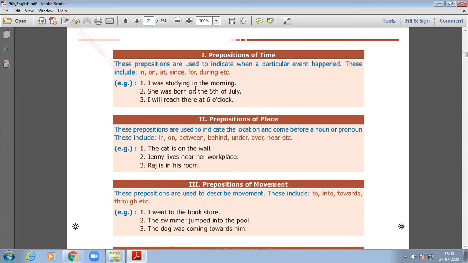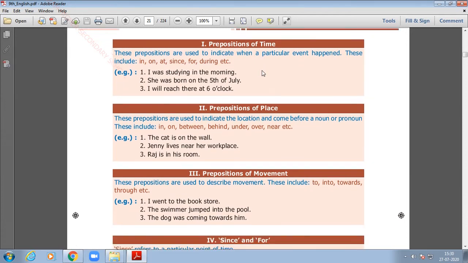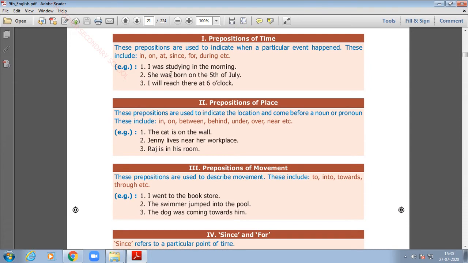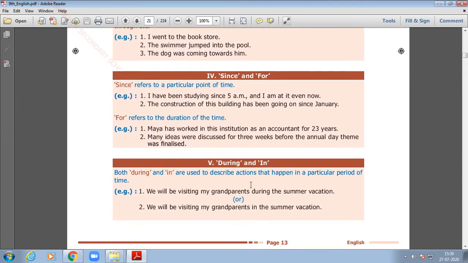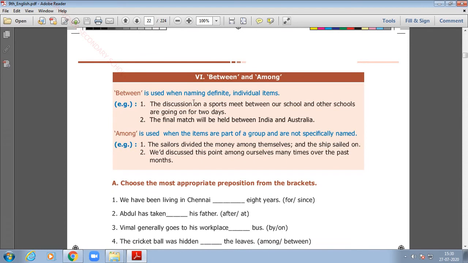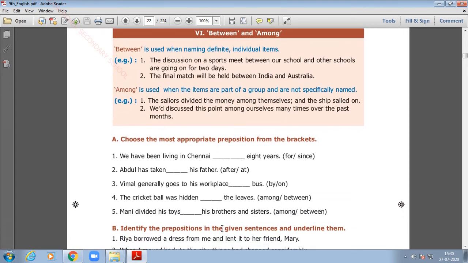Okay, and in and on are used for time as well as place. Whenever you talk about the day and the date, use on, and for month and year, use in. And whenever you are setting the timings, then you will have to use from, to, and between, and. Okay, and when to use since and for. Hope you understand, children. Okay, now you have an activity given here.